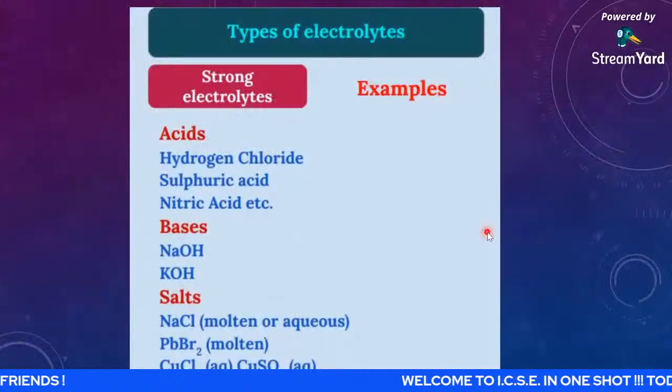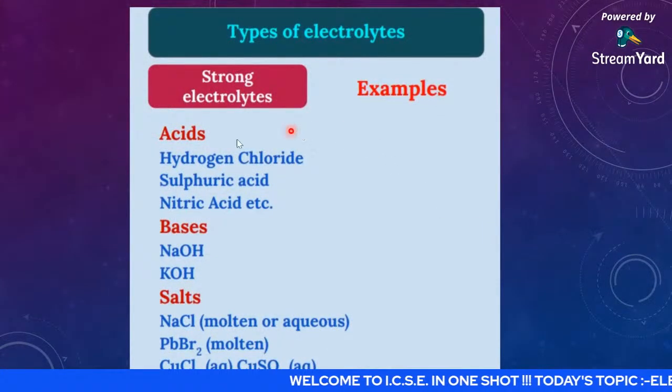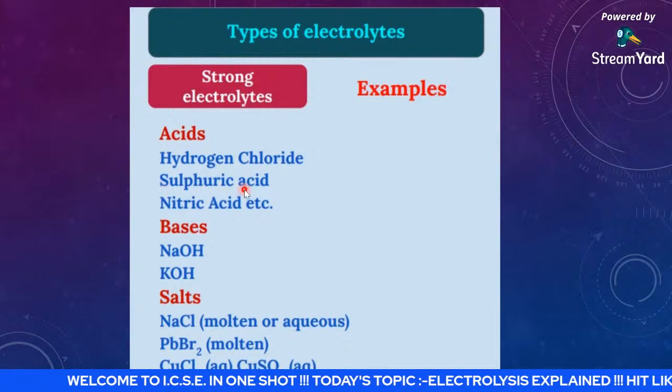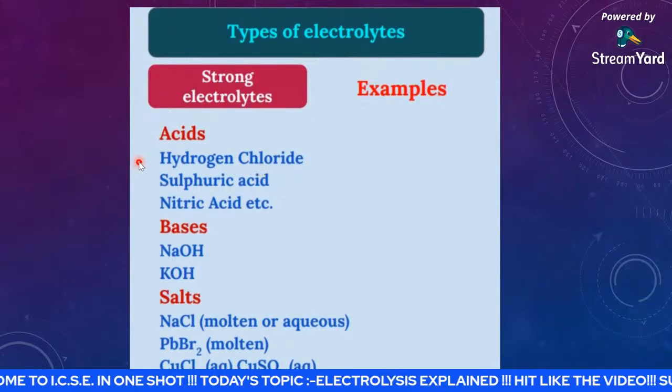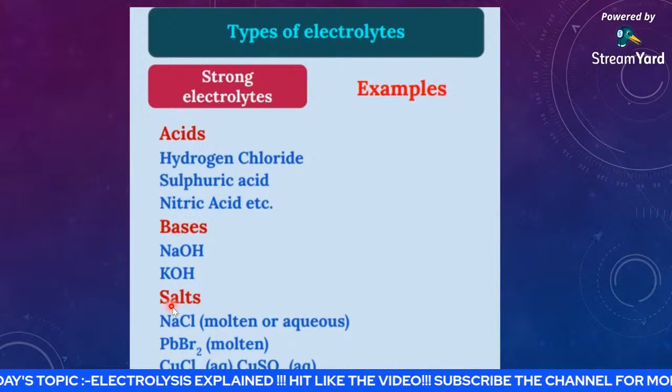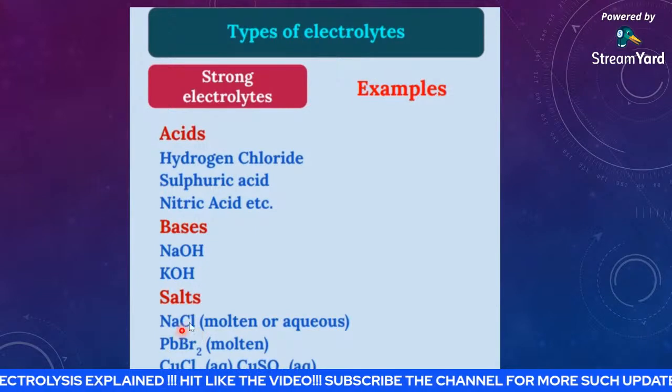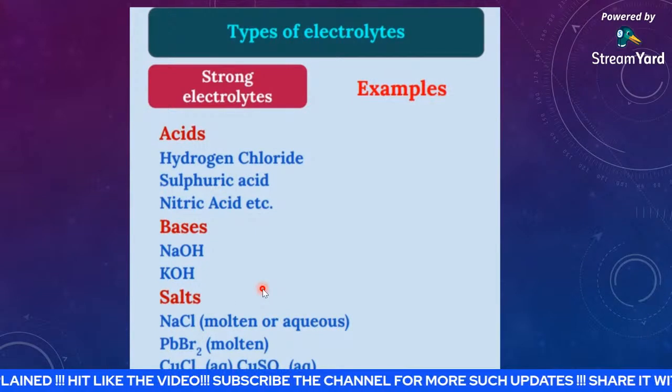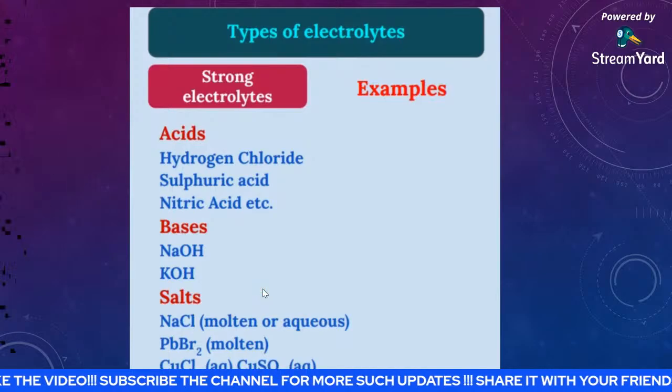Next, the types of electrolytes. The examples, you need to remember. HCl, H2SO4, HNO3 for acids. For bases, it is NaOH, KOH respectively, and for salts, it's NaCl, PbBr2, CuCl2, CuSO4, etc.